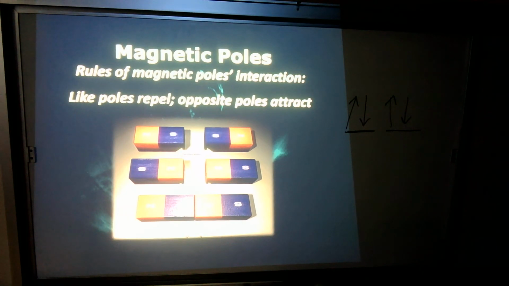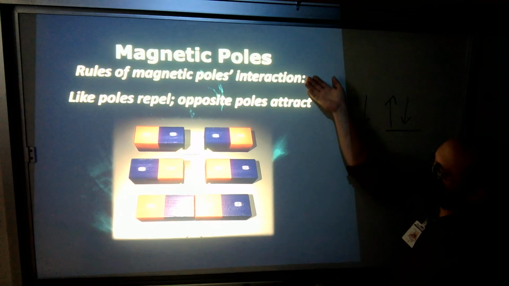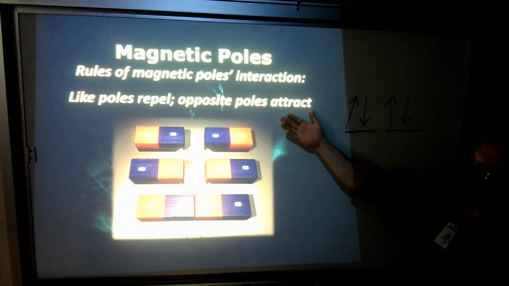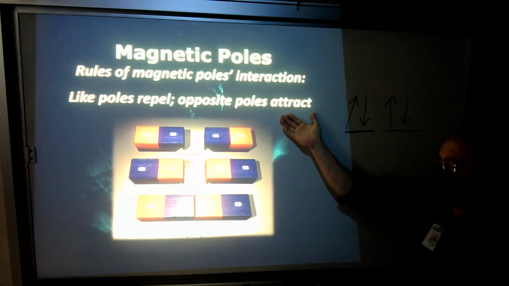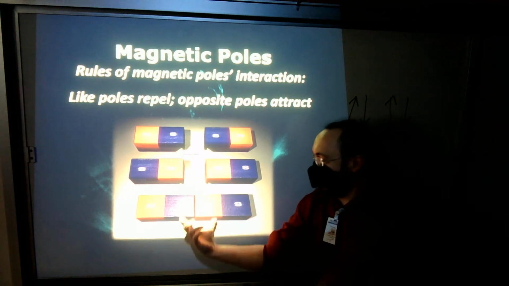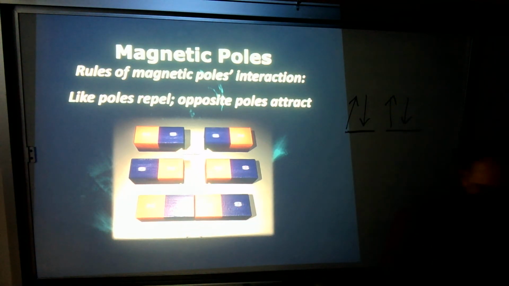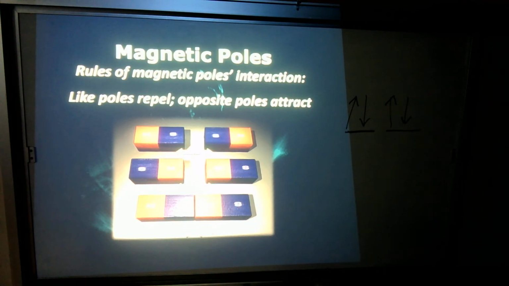Here's a question. Y'all might already know this, probably. Rules of magnetic pole interaction: like poles repel and opposite poles attract. South and south repel. North and north repel. North and south attract. That's the way magnets work. We're going to learn actually what makes magnets do that magnet thing where they attract or repel, but we're not there yet. We'll get there.